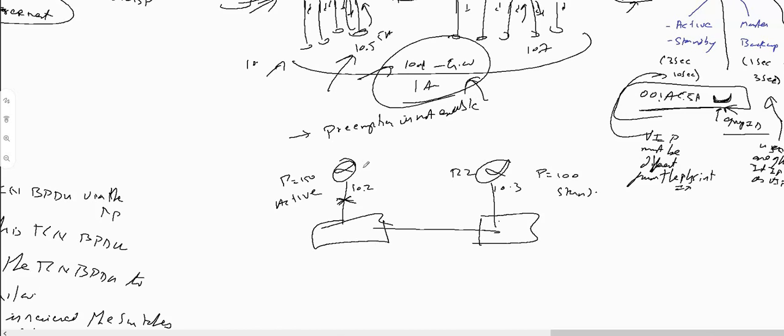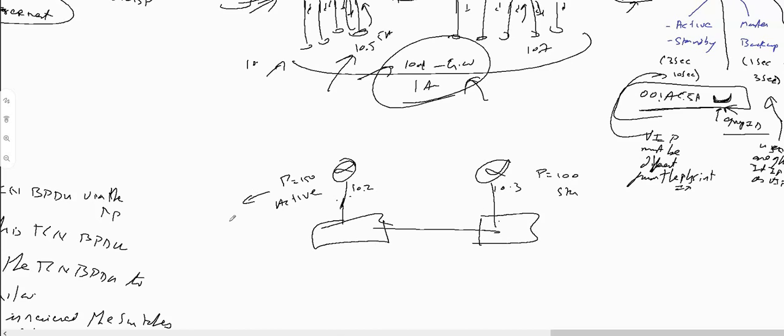Whether your preemption is enabled or not has nothing to do with whether I detect that the active is down. Preemption is required when my active is good. This means this is up and active, with no problem with this link. The only thing is the priority was 150, and the priority is 100.